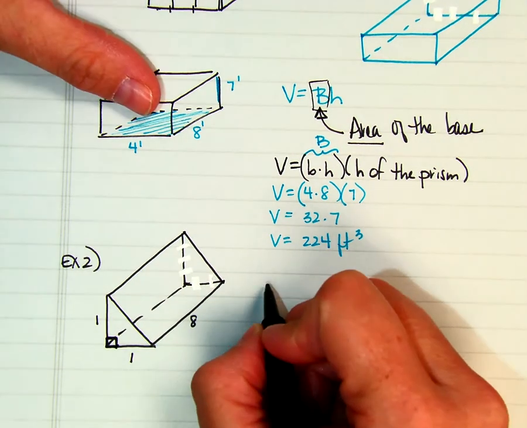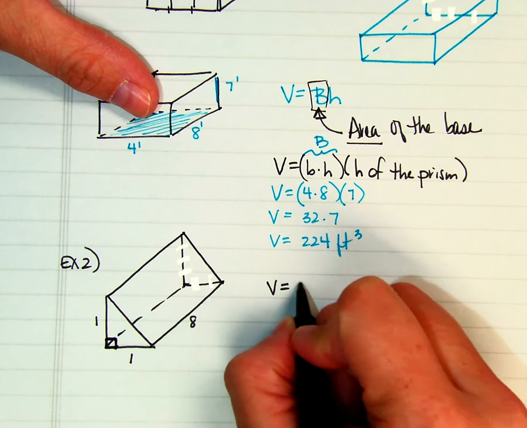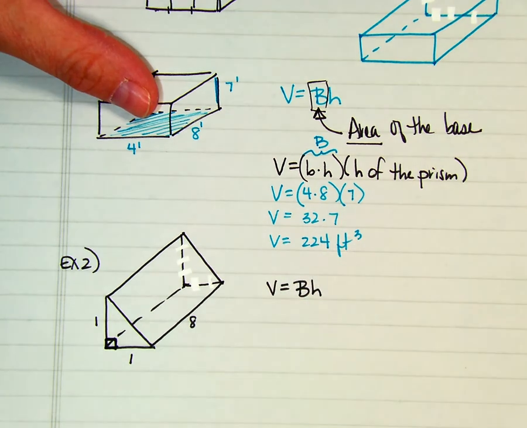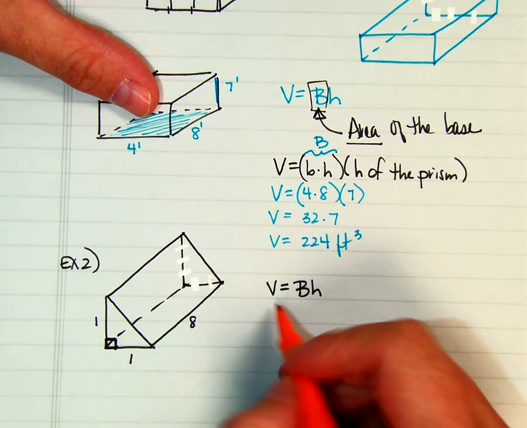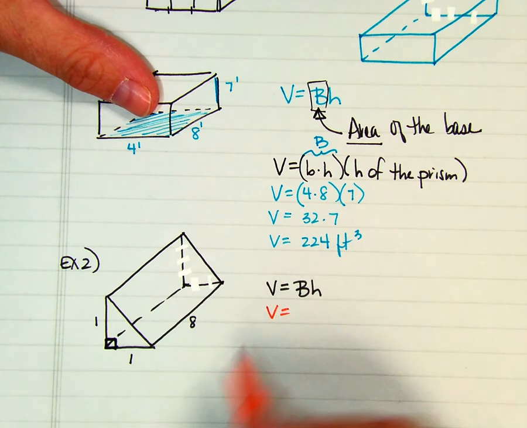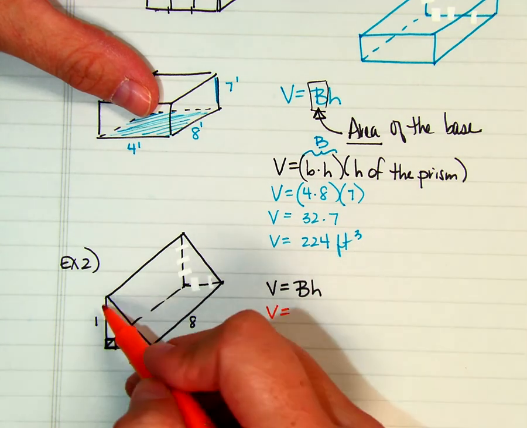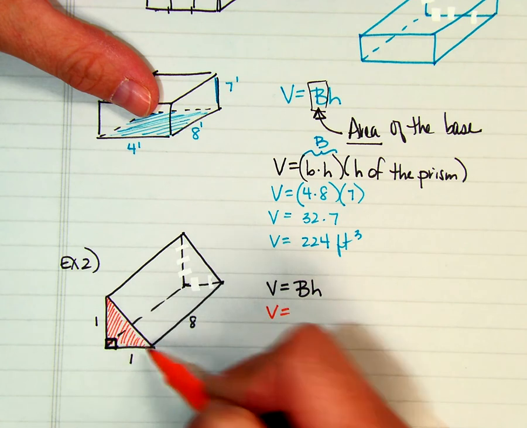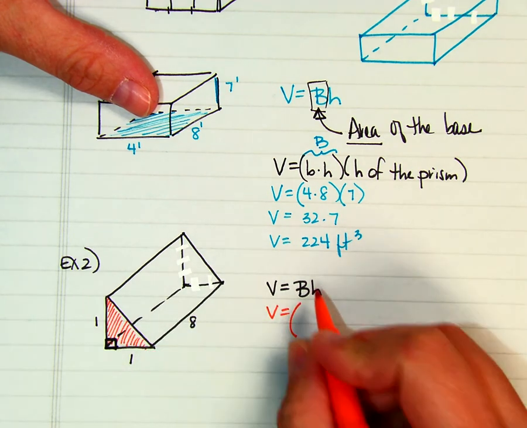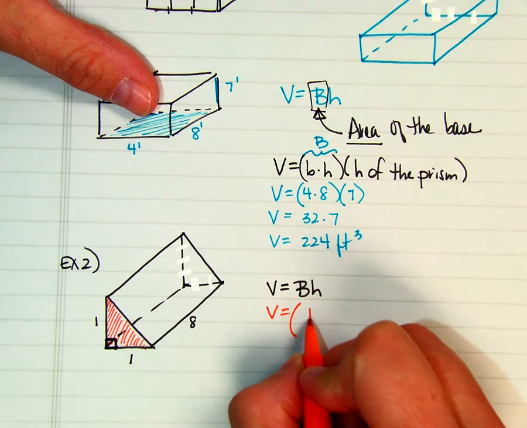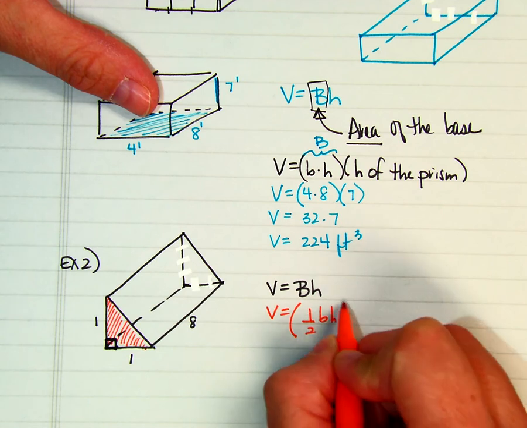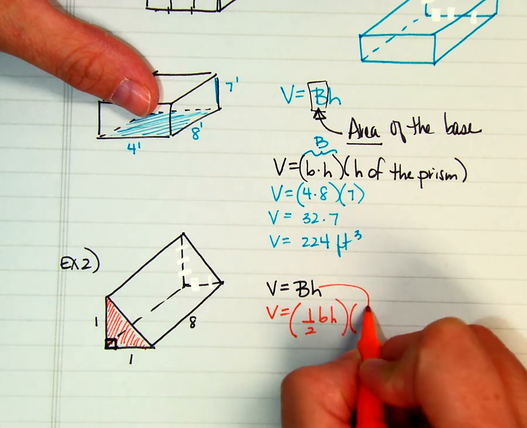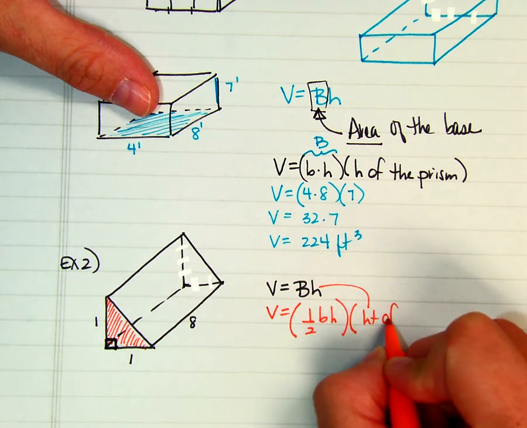So the formula does not change. It is the area of my base times my height. Well, what shape is my base this time? The shape of the base is a triangle because it's a triangular prism. So the formula for the area of my triangle is 1/2 base times height. Bringing down the height of the prism.